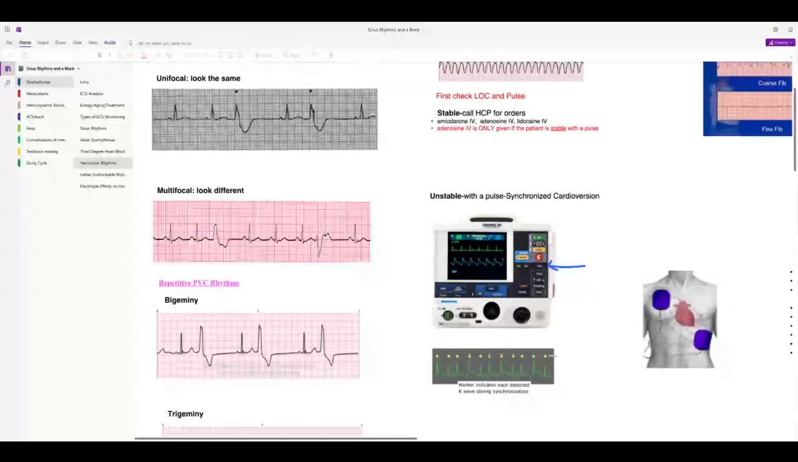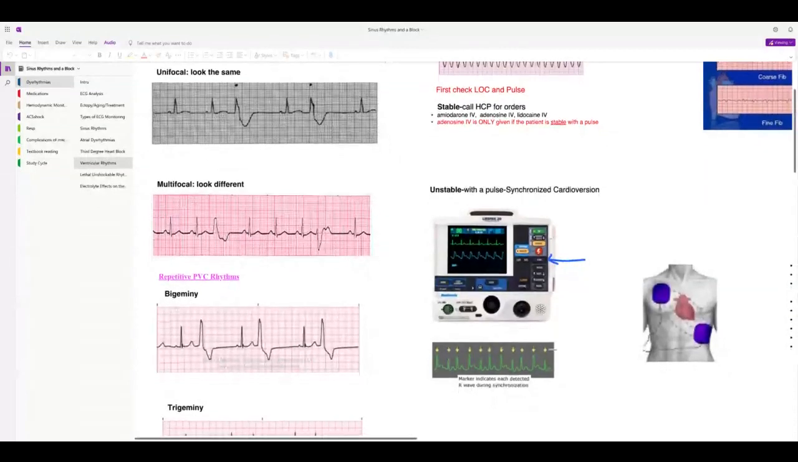With PVCs, this is high yield. You need to know you're not going to worry about PVCs until they're greater than 6 a minute. That is a key fact. It's greater than 6 per minute, you need to worry about your PVCs. In reality and practice, you really don't worry about them that much. Some people just live with PVCs.